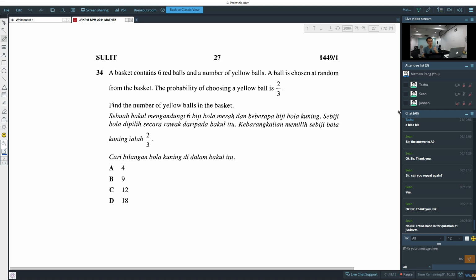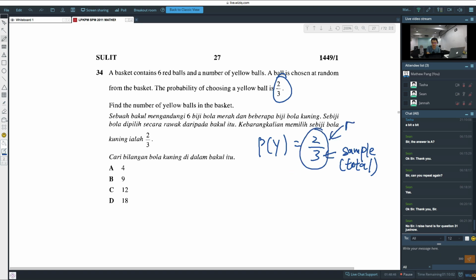Okay, it's a probability question. A basket contains six red balls and a number of yellow balls. A ball is chosen at random from the basket. The probability of choosing yellow is 2 over 3. So from probability, if the probability for getting yellow is 2 over 3, we know the 3 here represents the sample space. The sample space actually means the total. But the probability itself is just a ratio, it's not the exact value.